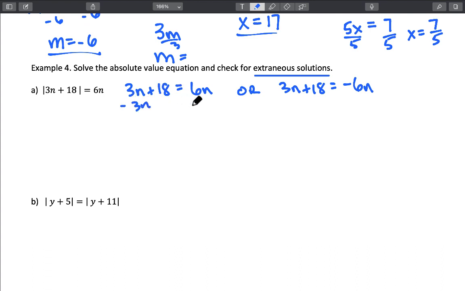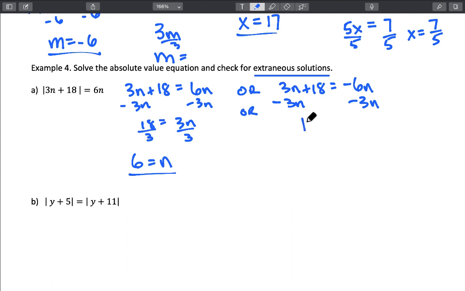We'll subtract our 3n over, and that gives us 18 equals 6n minus 3n, which is 3n. Divide both sides by 3, and one value of n is 6. Or we're going to subtract our 3n over, solve this one on the right side. We get negative 9n is equal to 18. When we divide both sides by negative 9, we get an n value equal to negative 2.